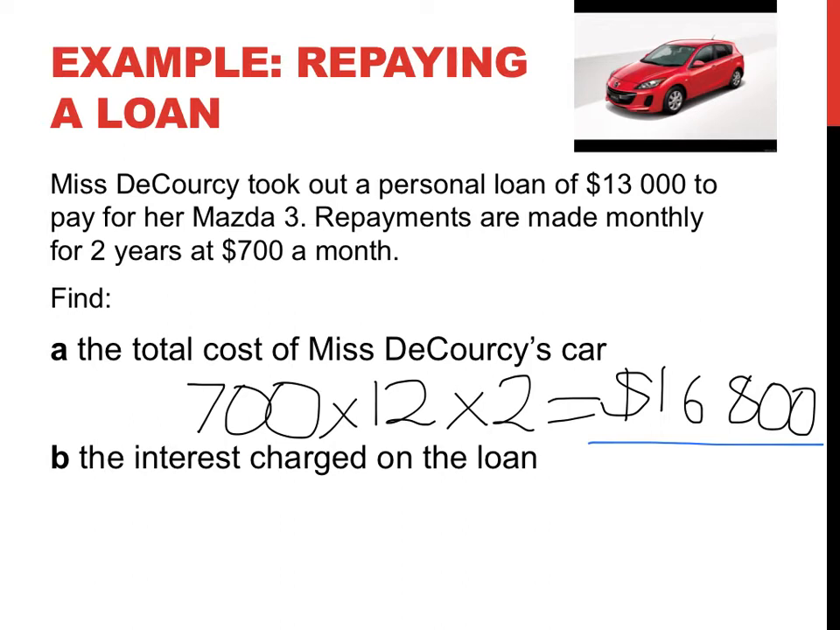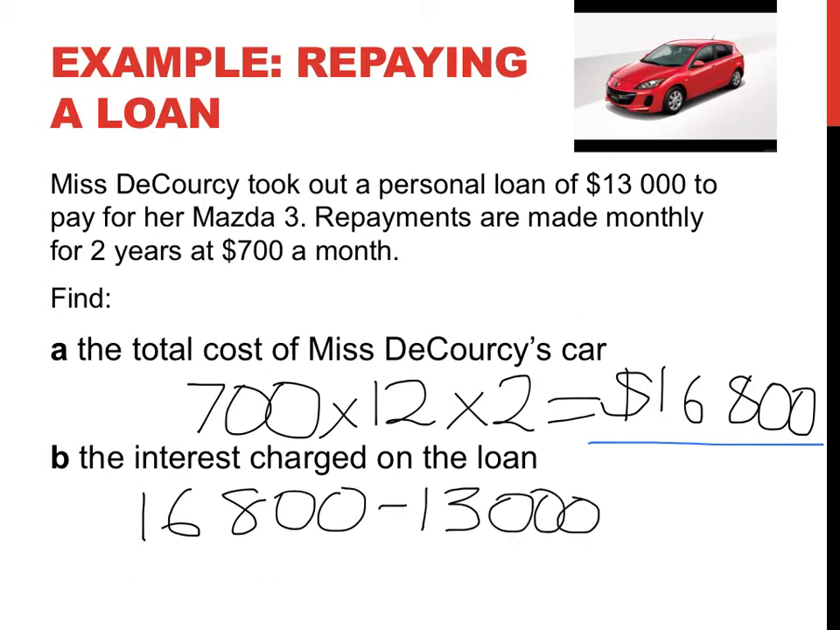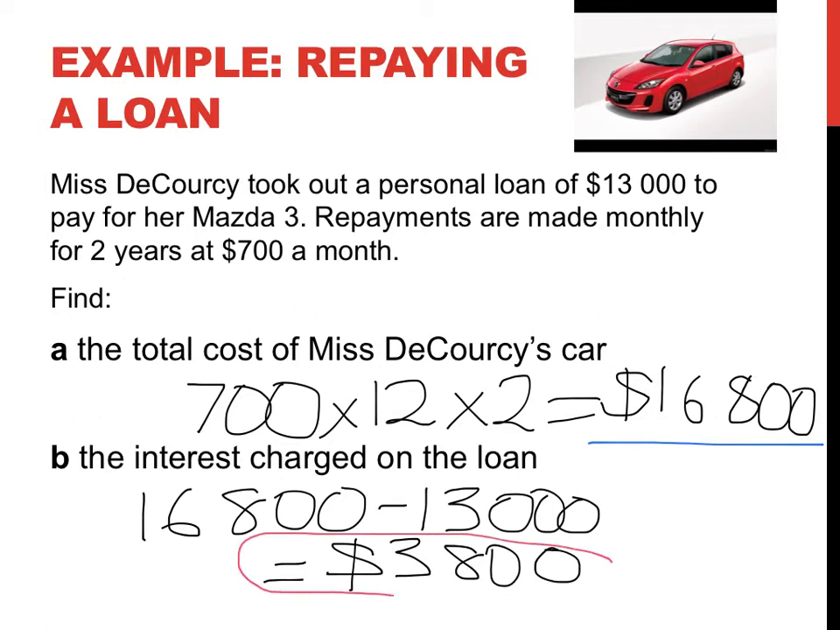Which means if I want to know how much interest was charged on the loan, I originally took out $13,000. In the end it was $16,800, so I subtract the $13,000, the amount I actually borrowed, from how much money I paid them back over 2 years. They charged me $3,800 in interest. That means that out of me, the bank made $3,800.